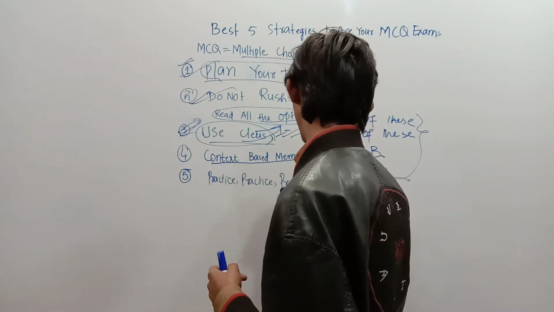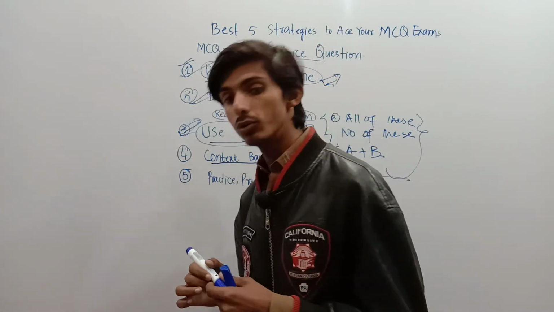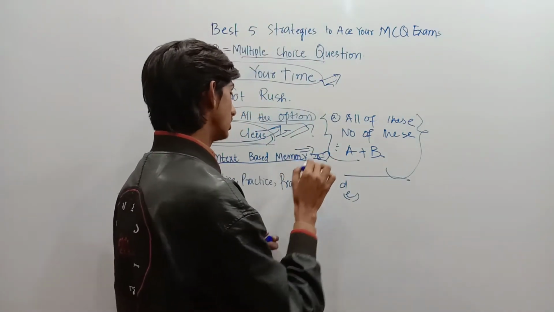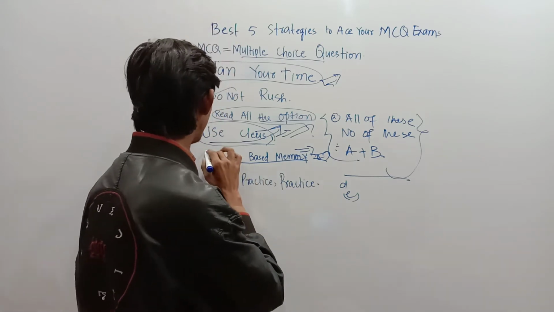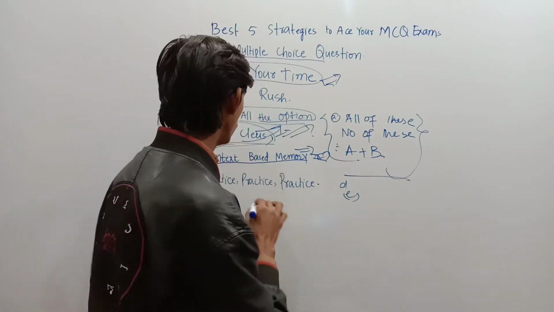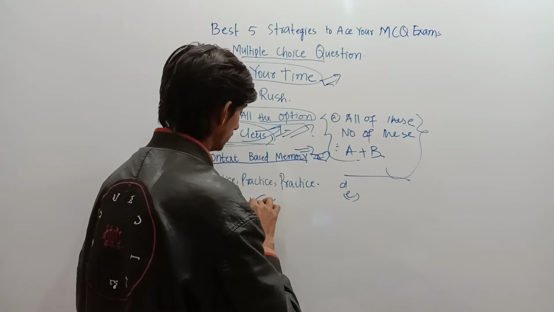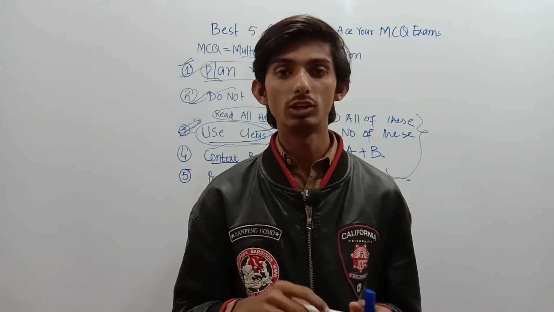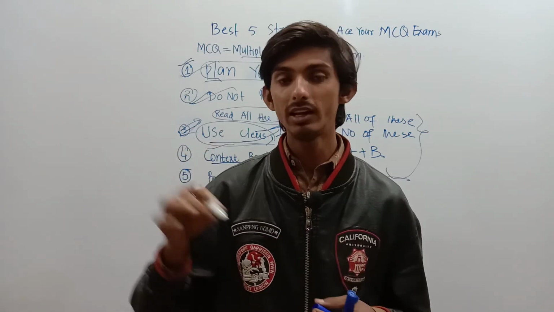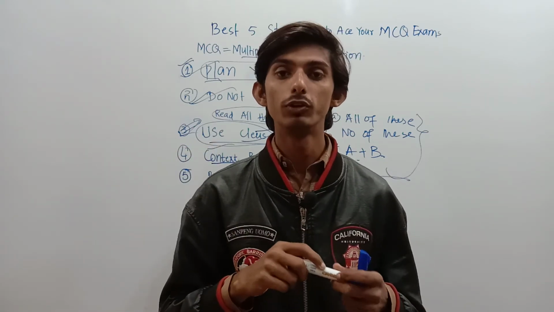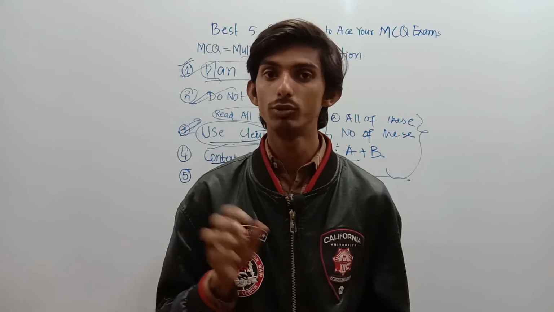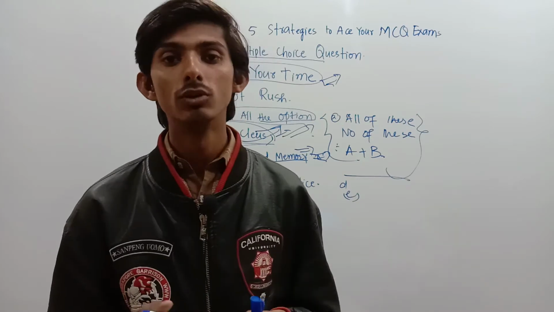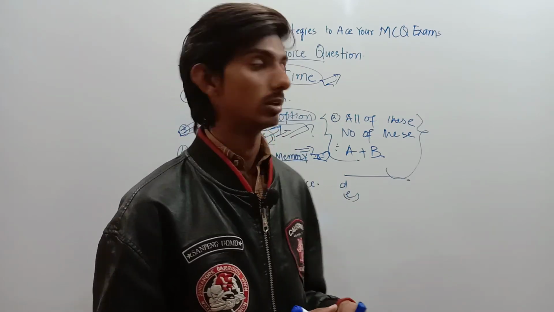Context based memory. You have to solve with context based memory, meaning you have to take those options which are contextually based. You may have read the context in the books, so you click the option which is context based, which you have read, not other related options which may be wrong.